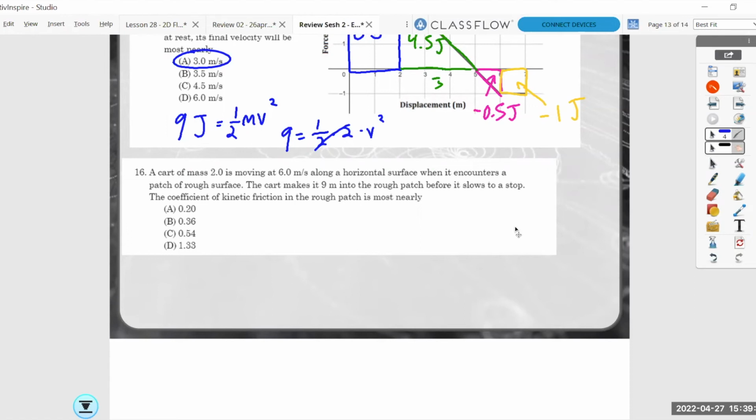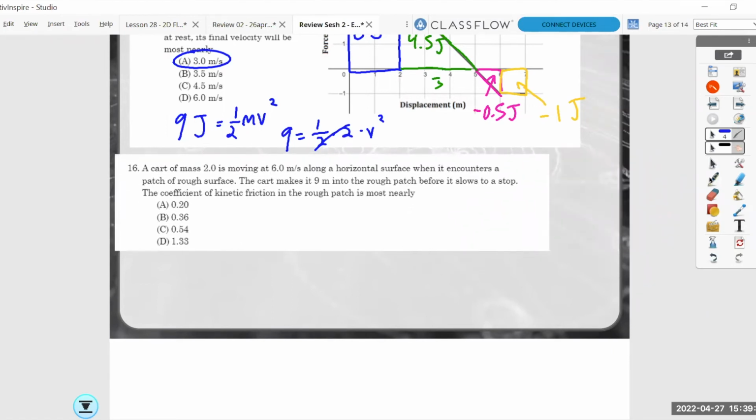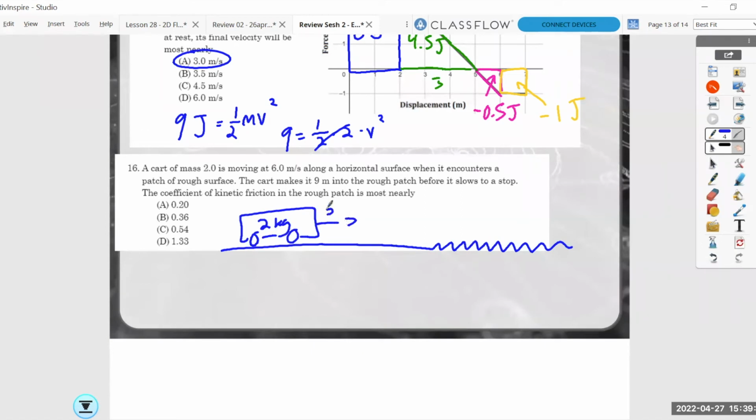And again, I'm always drawing pictures. I know that you're pressed for time, but on the exam, just quickly sketch a picture of your system. So it's moving along a horizontal surface when it encounters a rough patch. So here's our cart. I promise it'll actually make you faster. 6 meters per second. When it encounters a rough surface, it manages to make it 9 meters into the rough patch before it stops. And it wants us to find the coefficient of friction.